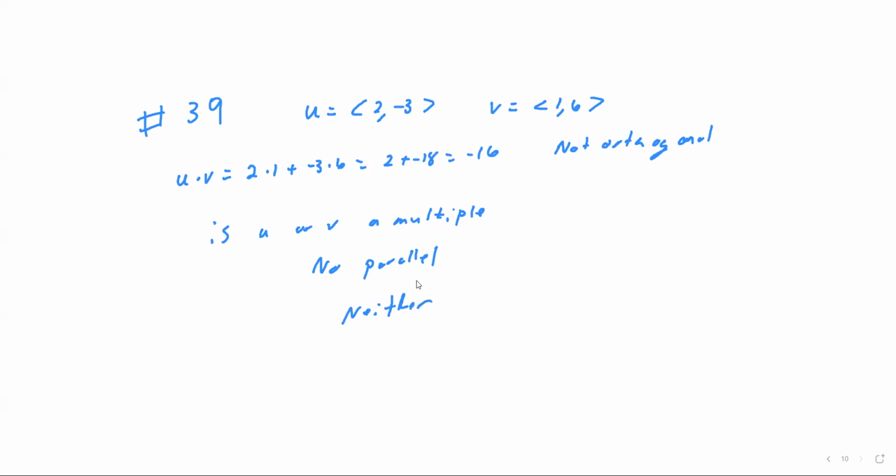So that's how you kind of determine. You start off with orthogonal. Is it orthogonal? Because if you get 0, you're good to go. And then you go, all right, are the two vectors multiples of each other as a scalar? If it's not, then it's not parallel. So therefore, it must be left with neither.